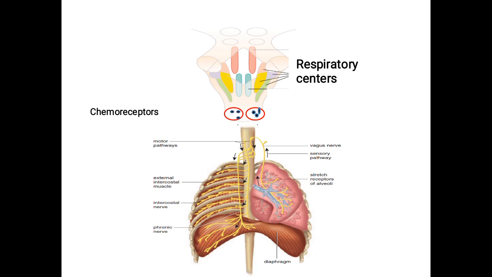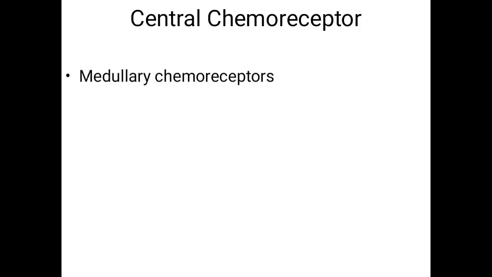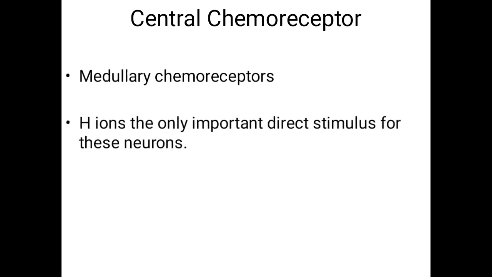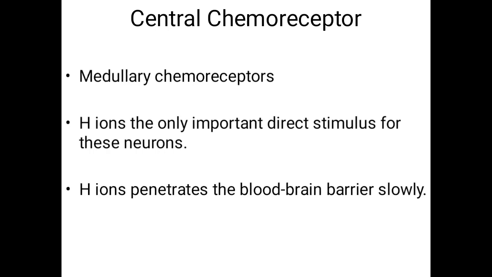these are central chemoreceptors located at the lower end of the brainstem. They are being influenced by our respiratory neurons, which are located in the pons and medulla. You can see from both. The central chemoreceptors are called medullary chemoreceptors simply because they are located in the medulla. H-ions are the only important direct stimulus for these neurons. But H-ions penetrate the blood-brain barrier slowly.